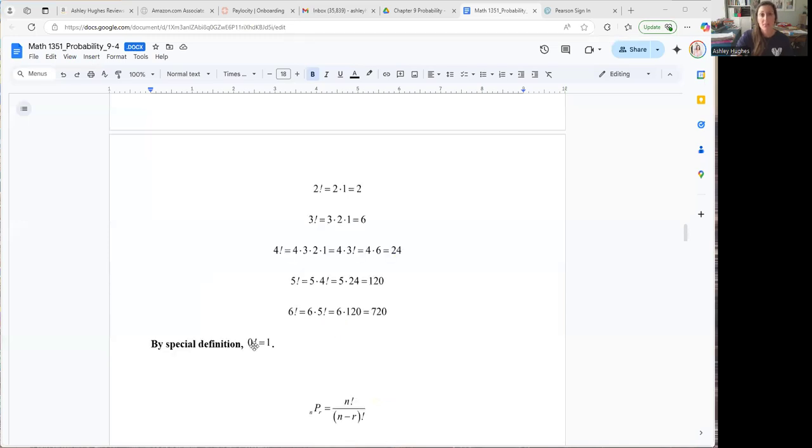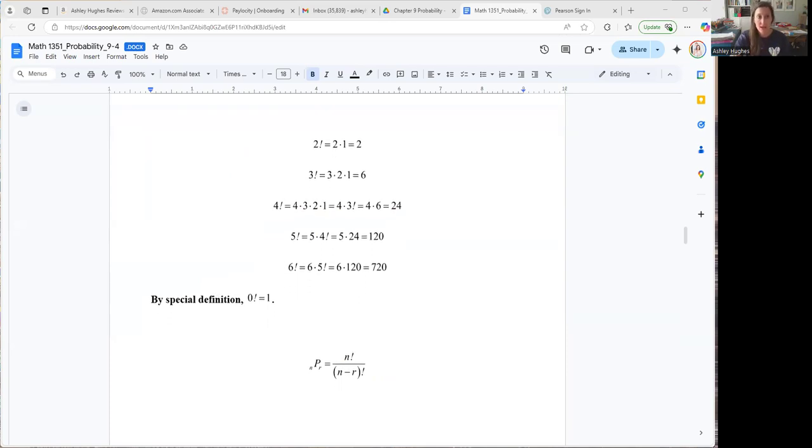One thing to mention is 0 factorial is just defined to be 1, simply because we don't want to divide by a 0. But the formula that is helpful for permutations is this one right here. It is one you would want to memorize. It is n factorial over n minus r factorial. Again, we use this whenever the order matters. Okay, you do this when order matters.